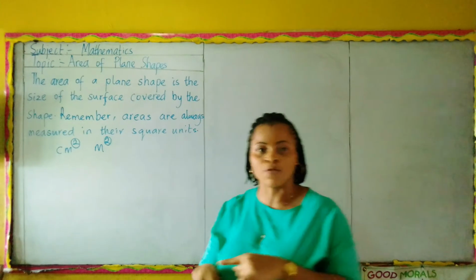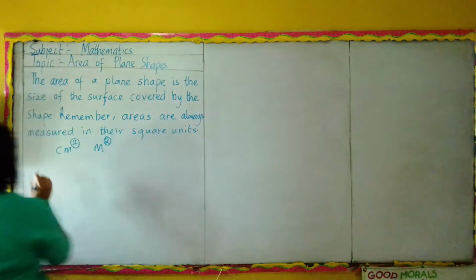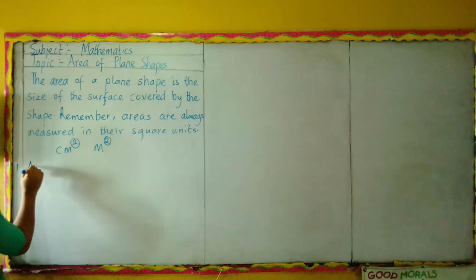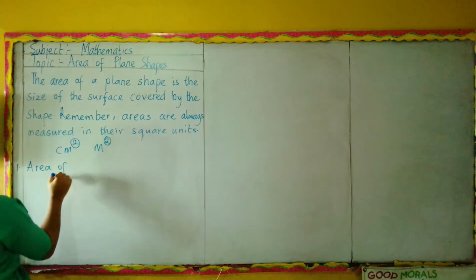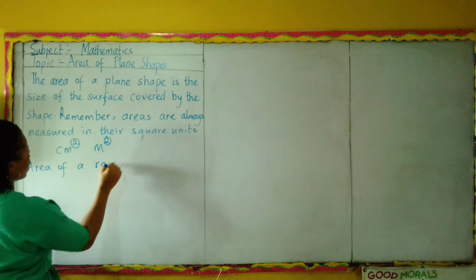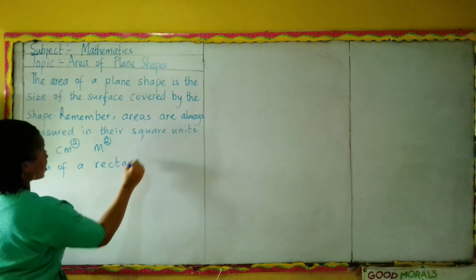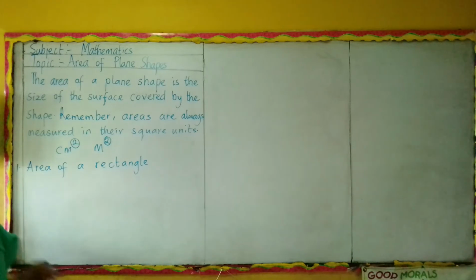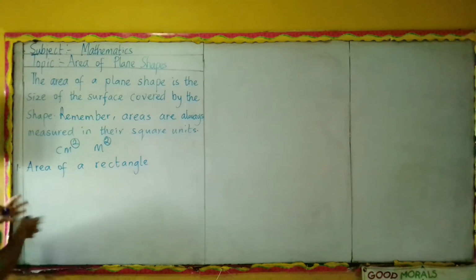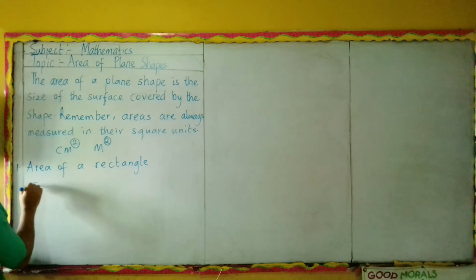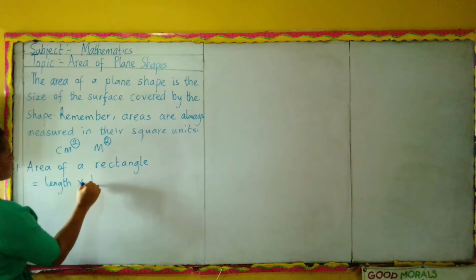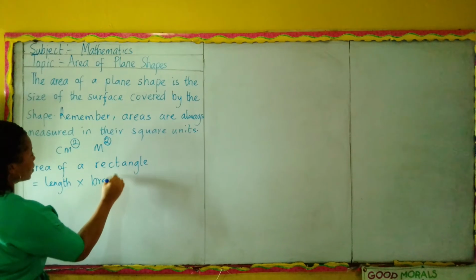Now I'm going to take the first one, and that shape will be my rectangle. Number 1. Area of a rectangle. This is the simplest. That's why I chose it. Easy peasy, lemon squeezy. Do you understand? Good. The area of a rectangle is very simple. And what is it? The formula is length times what? Breadth.